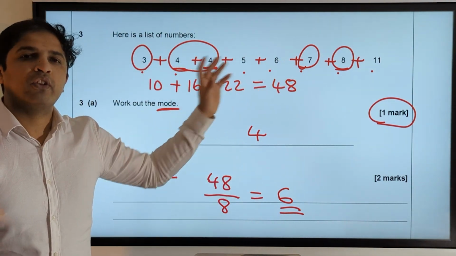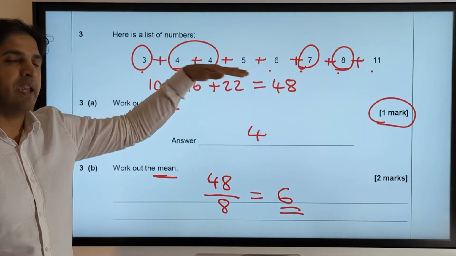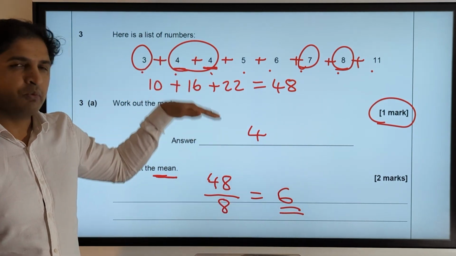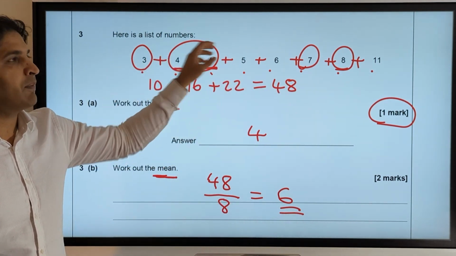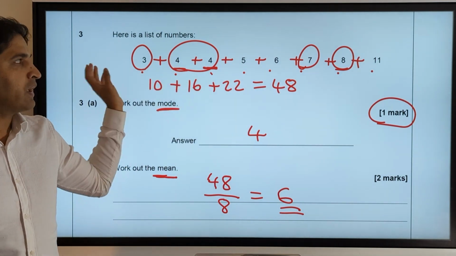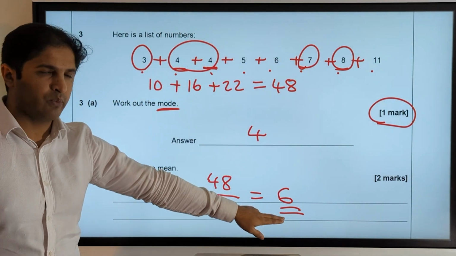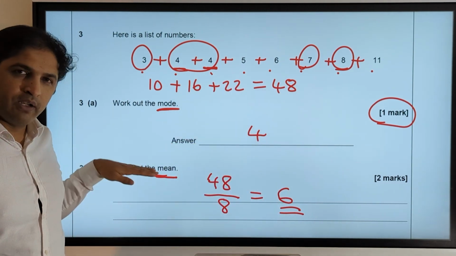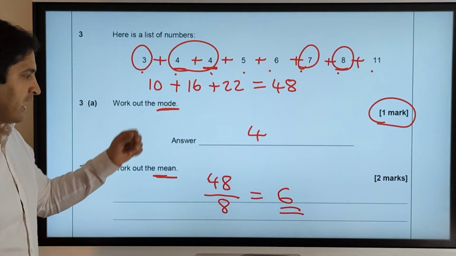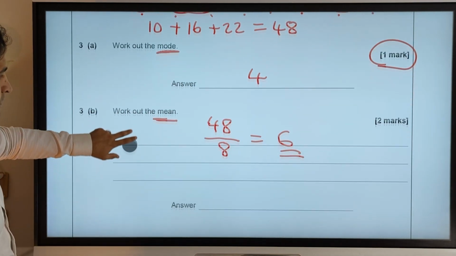So on average, there are 6 per person. If you make the same size tower, you will get all of those to be 6. Every single one of them can have 6 each. No one has to have less than 6, no one has to have more than 6. So that's what the mean average is. You're leveling out all of those amounts that you're getting.